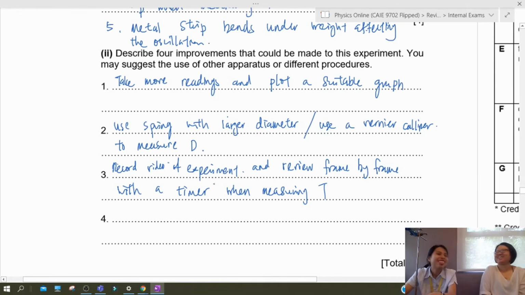I'm stuck. What's another idea? Oh, just now I said there's a problem: there's force exerted on the spring. Can we consider that a problem? I think not so much, because for the spring, you pull down, then you let go. After I let go, it's not affected anymore.